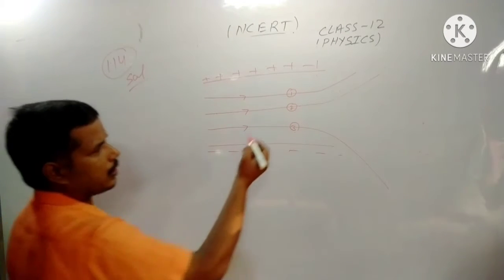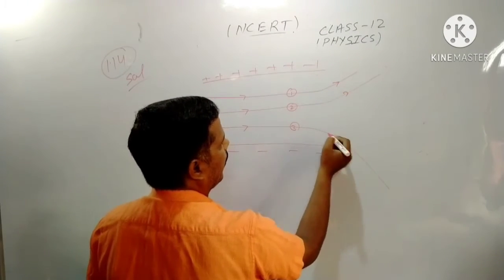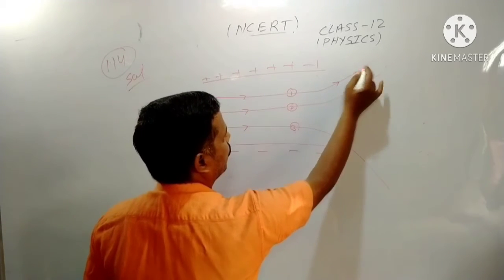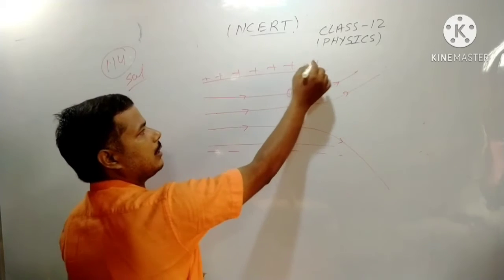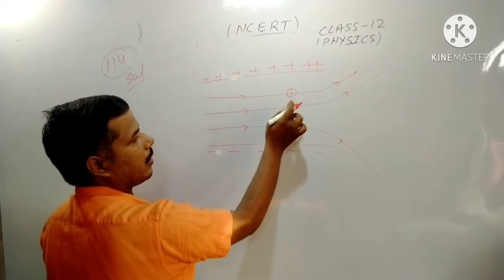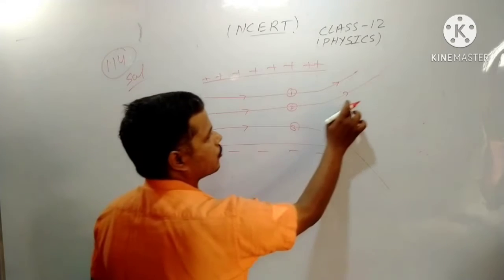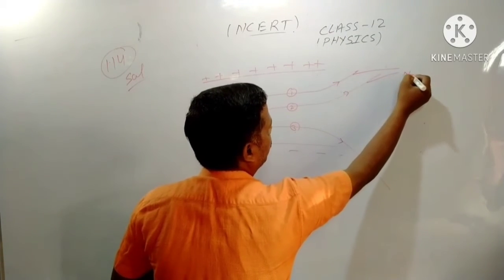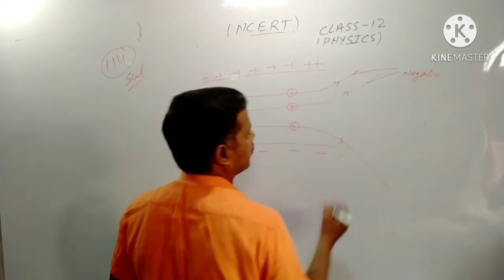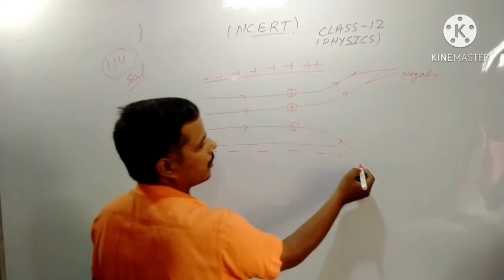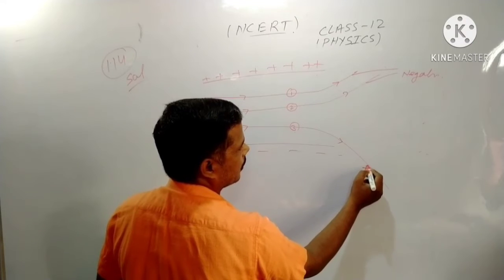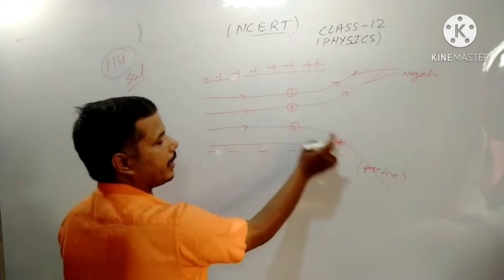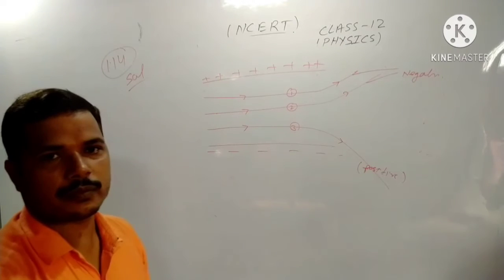ये बहुत अच्छा क्वेश्चन है. देखिए, पार्टिकल 1 किस नेचर का है? ये नेगेटिव होगा. क्यों? Because it bends towards the positive charge. Particle 2, it also bends towards the positive charge, so these two are negative. And particle 3, it has positive charge. ये किस नेचर का है? Its nature is positive because it bends towards negative.